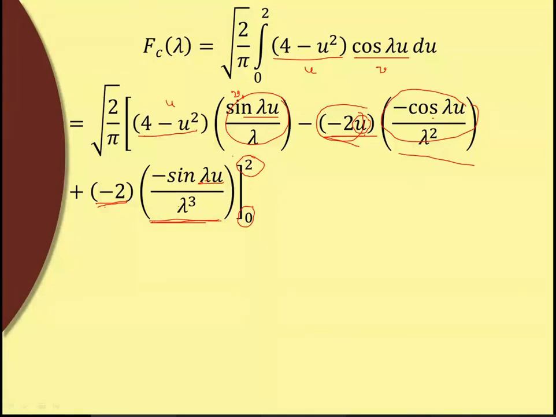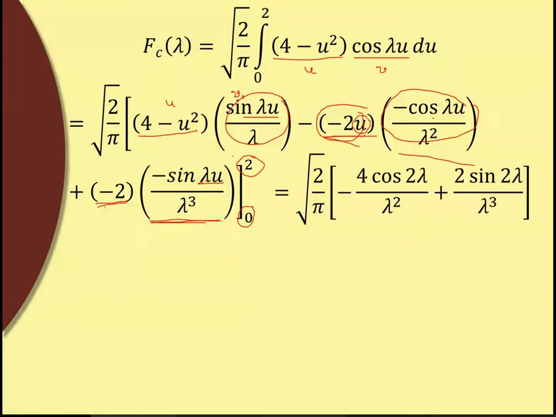So only the upper limit we have to substitute; at the lower limit all the terms are 0. So we get 4 minus 4 square 0, minus minus minus 2 into 2, that will be 4 cos 2 lambda upon lambda square, minus minus plus 2 sine 2 lambda upon lambda cube. At 0, all these terms are 0.